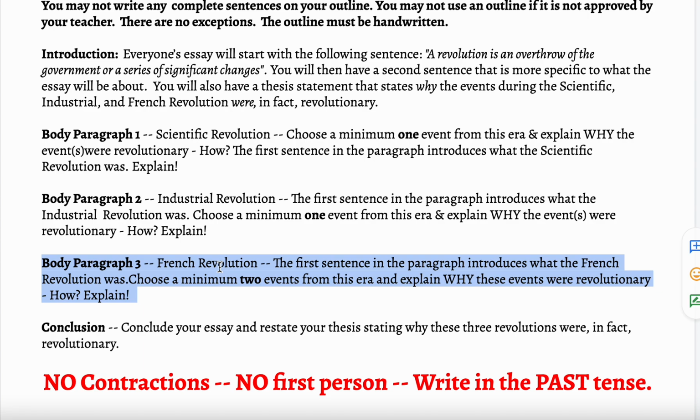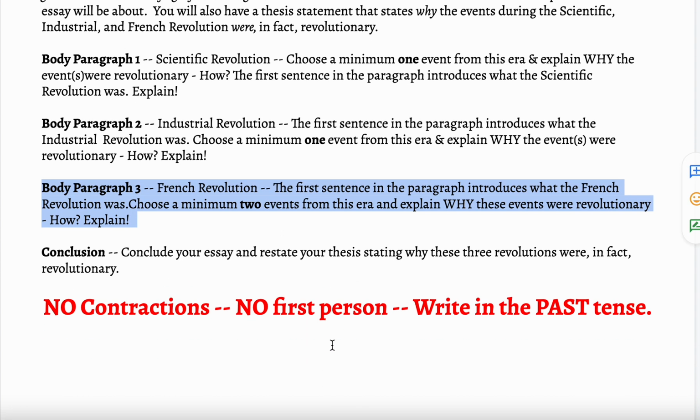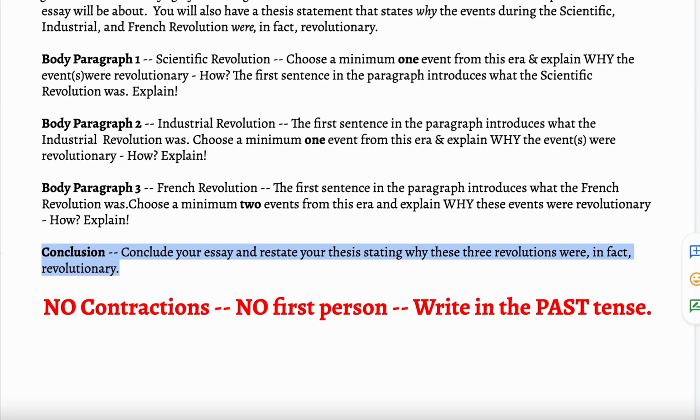So tell me, excuse me, not enough coffee. You need to explain what the French Revolution was and what events led to the overthrow of the French government. Those are the two things. What led to the overthrow of the French government, and what did the people try to do in France? What did they get rid of? Then you have a conclusion.